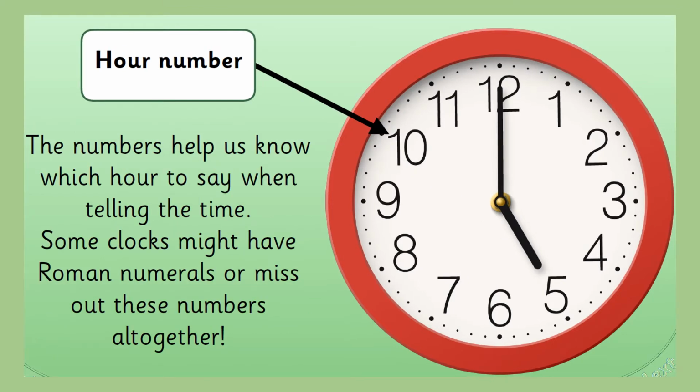The numbers help us know which hour to say when telling the time. Some clocks might have Roman numerals or miss out these numbers altogether, and some just have dots.